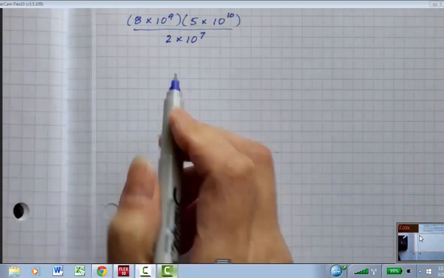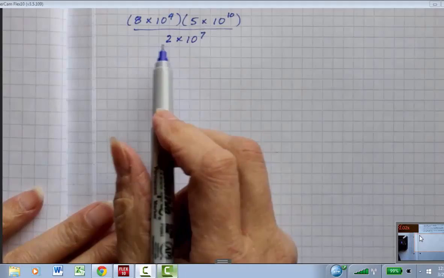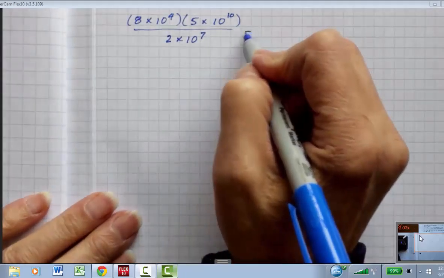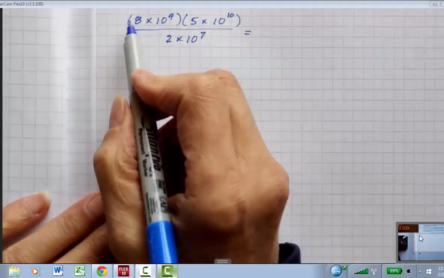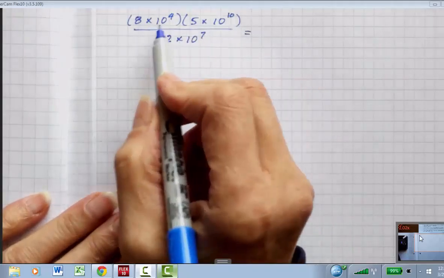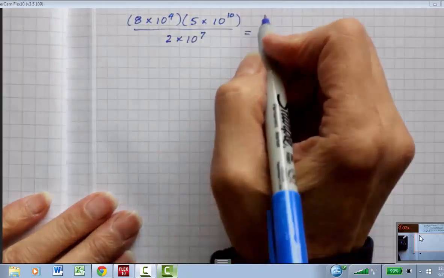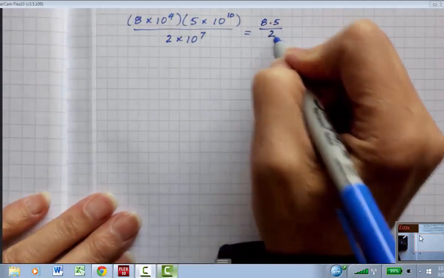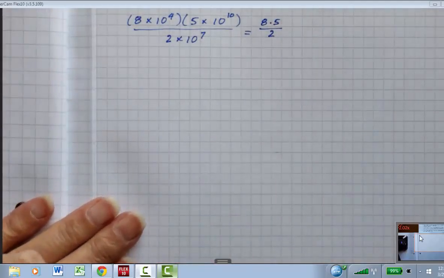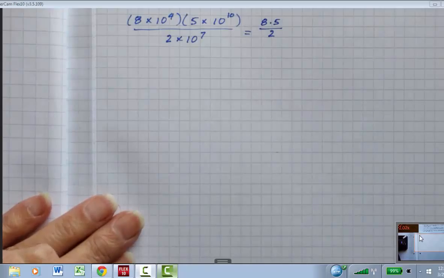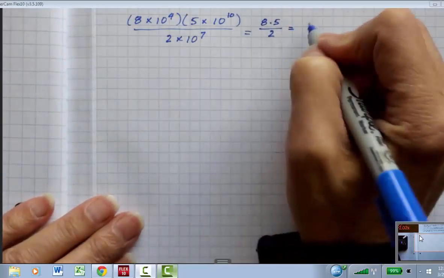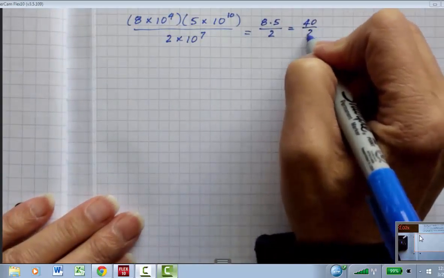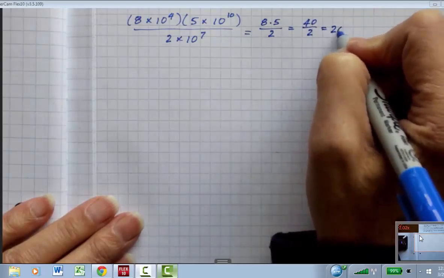In this problem, we're using scientific notation to calculate. So the first thing I'm going to do is look at the integers that I'm dealing with, not the powers of 10, but the integers. So I have 8 times 5, and I'm going to be dividing by 2. So just looking at the integers, not at the powers of 10, I have 8 times 5, which is 40, divided by 2, which gives me 20.